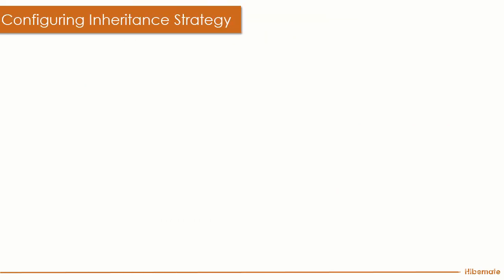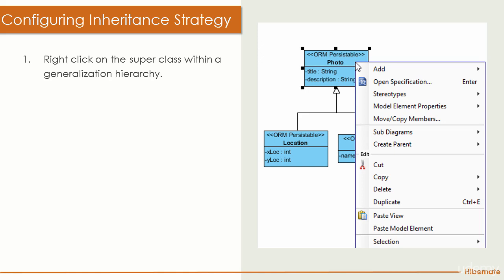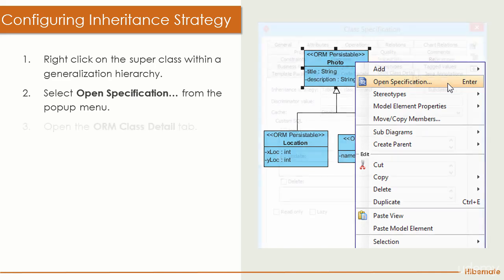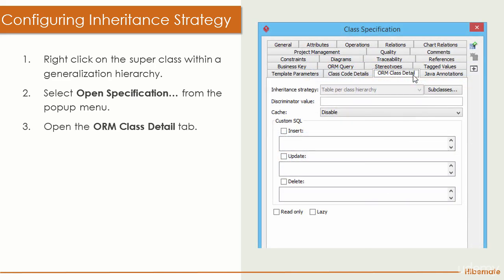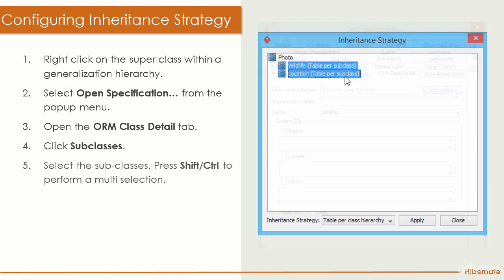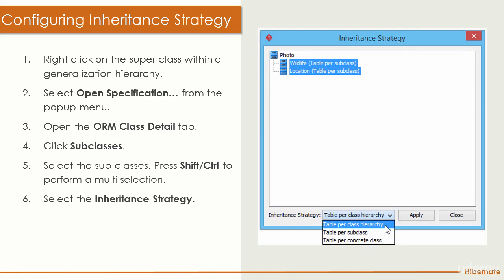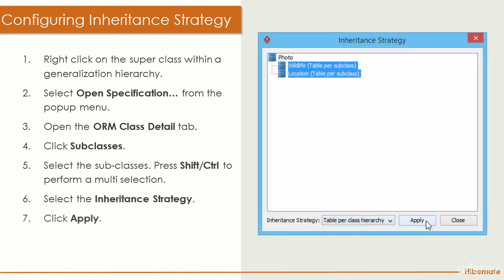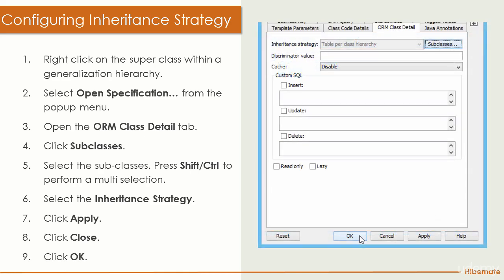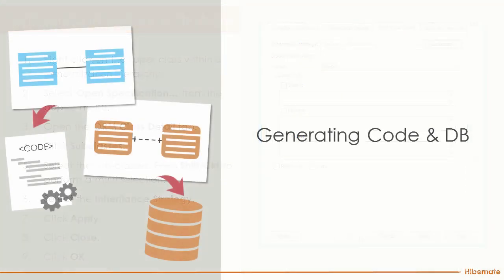To configure the strategy is easy. You just right click on the superclass, the top of the inheritance structure, open the specification, and then you go to the ORM class detail. Then click on the subclasses and select the strategy. Select the class and change the strategy to table per class hierarchy, table per subclass, or table per concrete class. And then you just apply and close the dialog. And then you're okay to exit the specification dialog box.